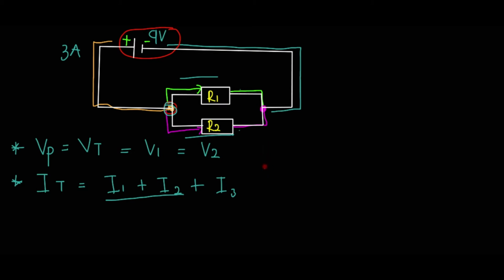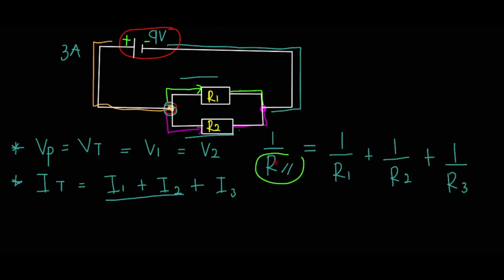So this information is very important. And then another thing, R total. When we calculate R total, we want the total resistance of the resistors that are in parallel. So 1 over R parallel, this R parallel is our total resistance. So 1 over R parallel is equal to 1 over R1 plus 1 over R2. If we have 3 resistors, it will be plus 1 over R3. But we will want R parallel, not 1 over R parallel.